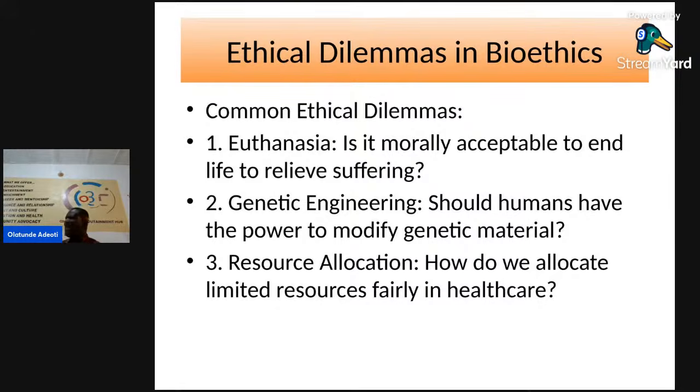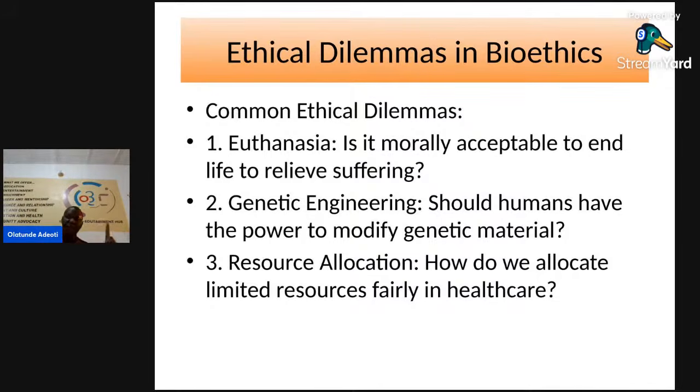What do we mean by dilemmas? When somebody is in a state of confusion, somebody does not know where to go. Is it to turn to the left? Is it to turn to the right? Is it to go forward? Is it to go backward? What are these ethical dilemmas? We have some of them that we are going to make use of in this course.